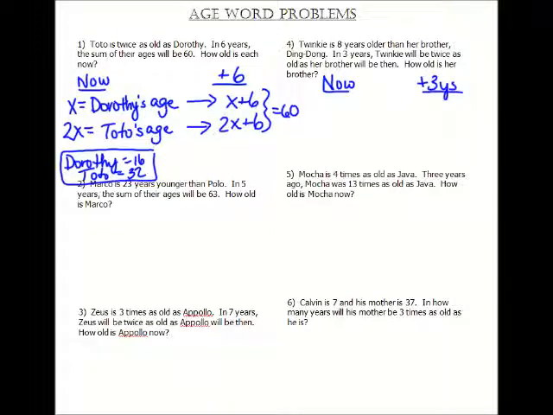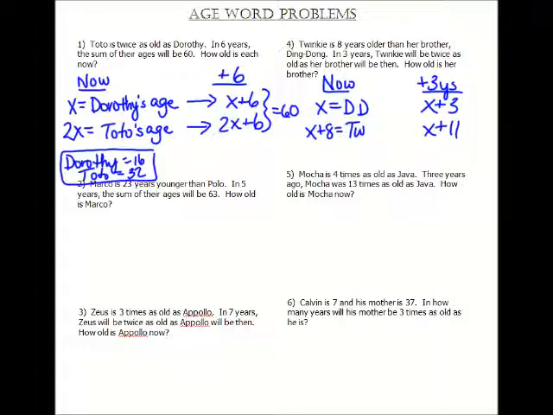All right, so I get that X is going to be how old Ding Dong is. And that means X plus 8 is Twinkie. In 3 years, Ding Dong will be X plus 3, and Twinkie will be X plus 11. So I set that up. Okay, so in 3 years, Twinkie will be twice as old as her brother will be then. So this is how old they are in 3 years.